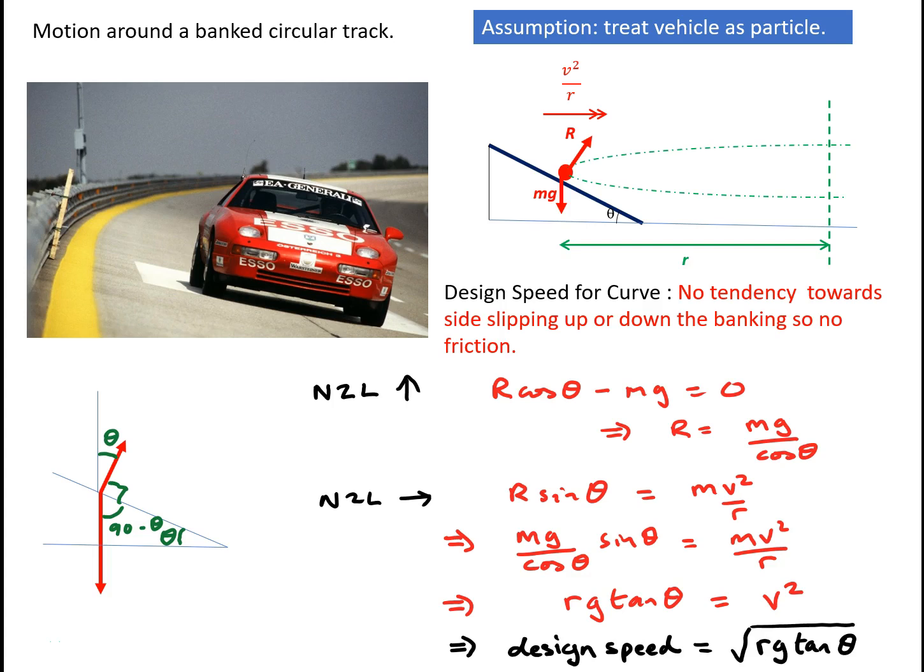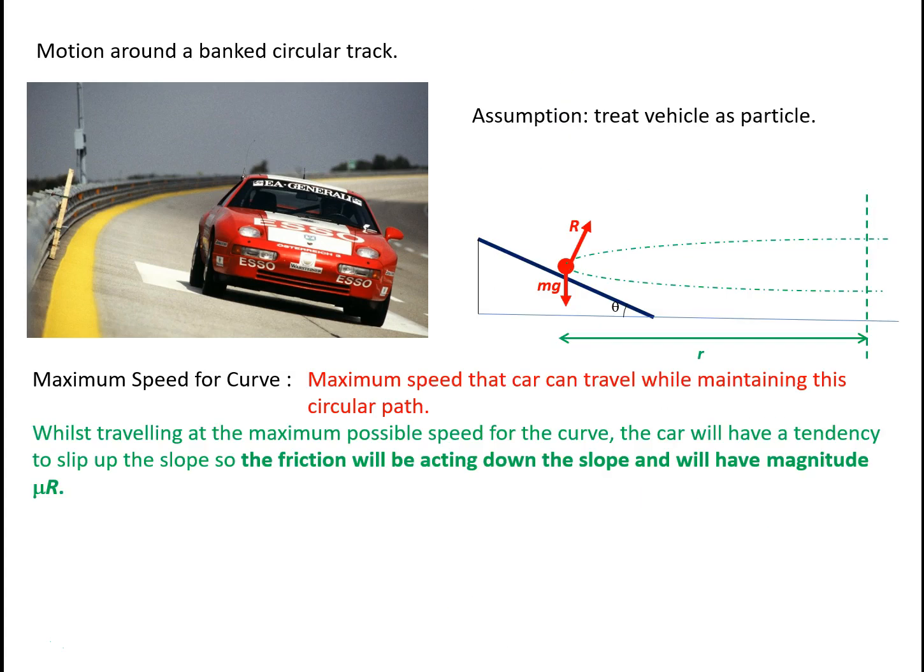Now, what happens if the car goes faster than the design speed for the curve? Well, if the car is going to go faster than the design speed for the curve, there'll be a tendency for the car to slip out of the circle. In other words, there's a tendency for the car to move up the banking. So there will be a frictional force acting down the banking, opposing that tendency to slip out. As the speed of the car increases, this frictional force is going to increase.